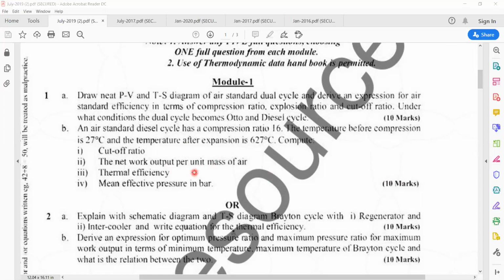If possible solve it, and if not, please put your queries in the comment box, and definitely in the next video lecture I'll try to solve this problem. I'll give the solution for this particular problem. I hope this is clear, because today's class is very important from your examination point of view.